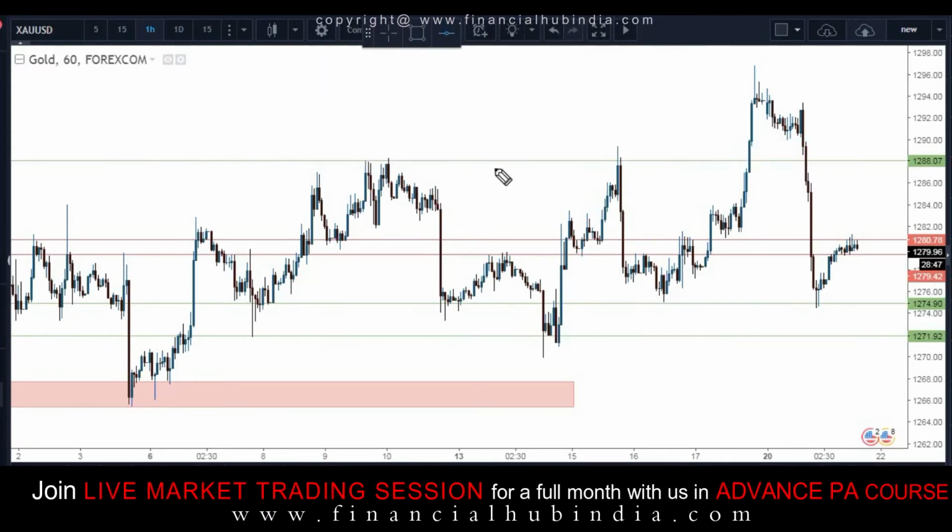Alright, so now we understood this line and this line. Okay, now where does this line come from, this green line? For me this level of support is more important than actually this level of support here. So let me explain that part, why it is so.